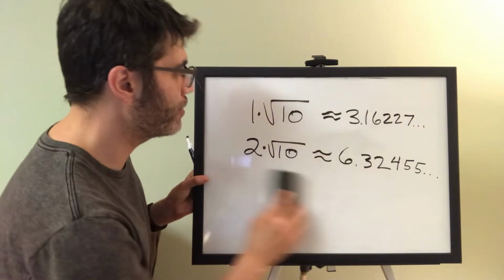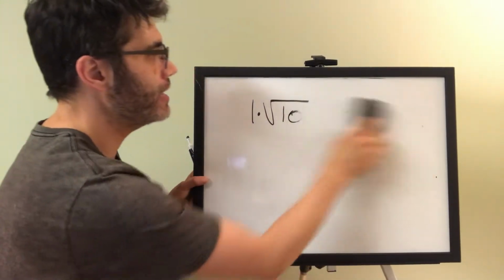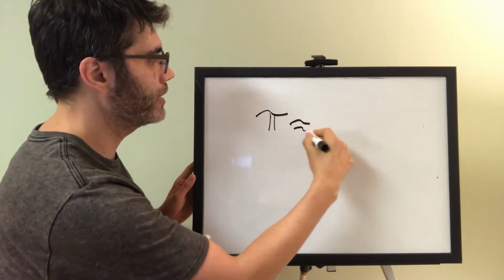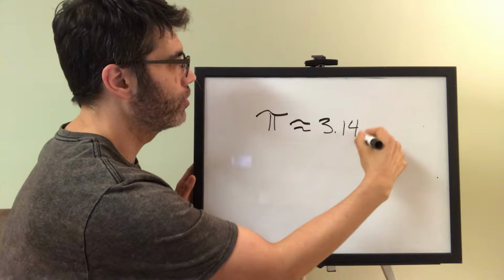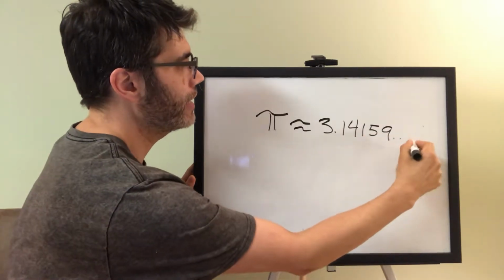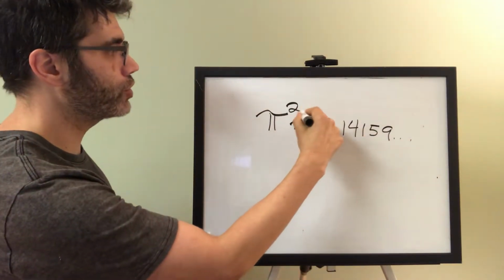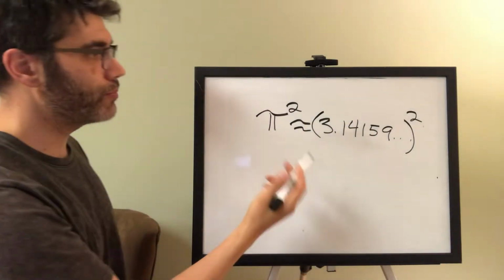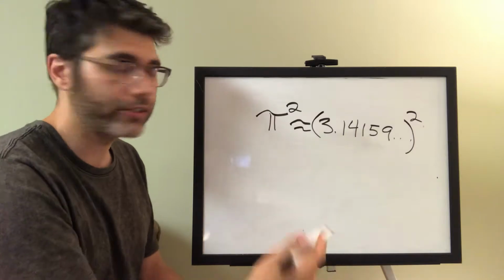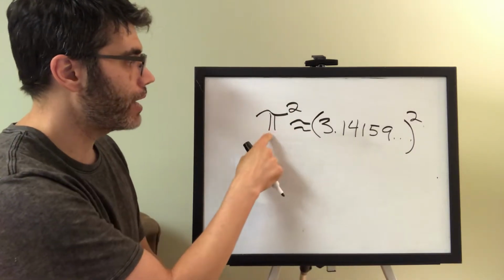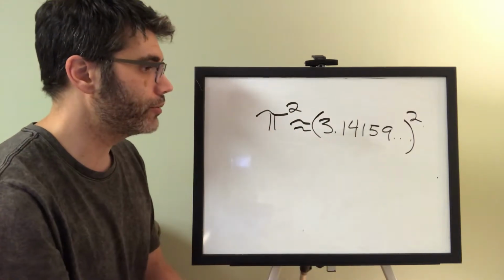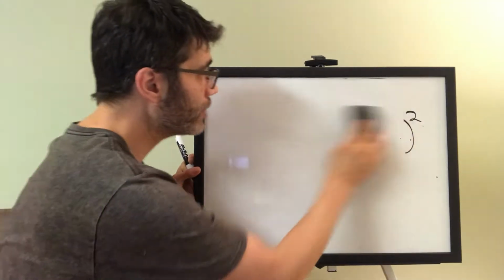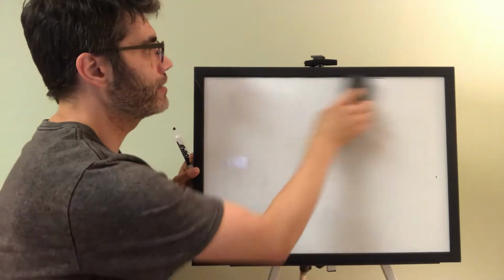Also, if you take an irrational number like pi, so pi is approximately 3.14159 dot dot dot, and if you square pi, then I would come up with another irrational number. So I could square pi, which is irrational, and I come up with another irrational number. So that's another way to come up with something that is irrational.